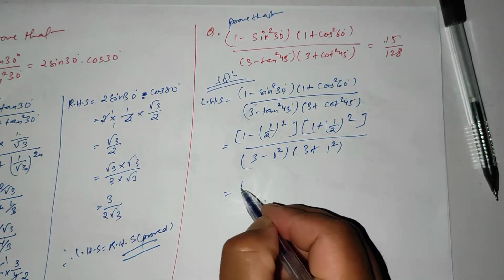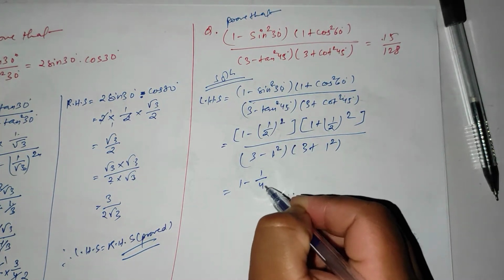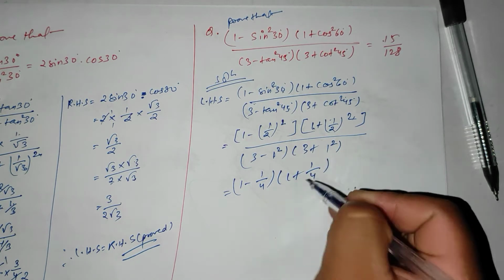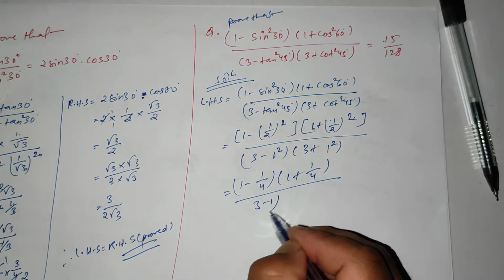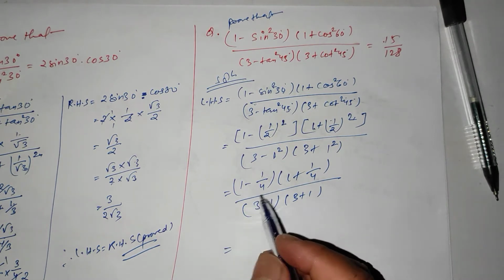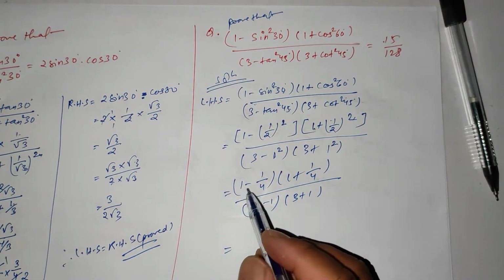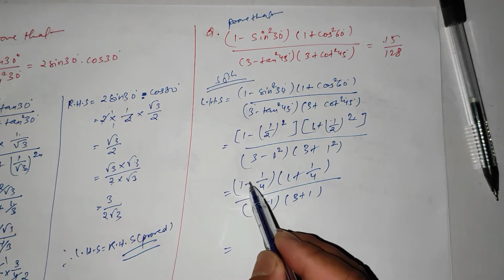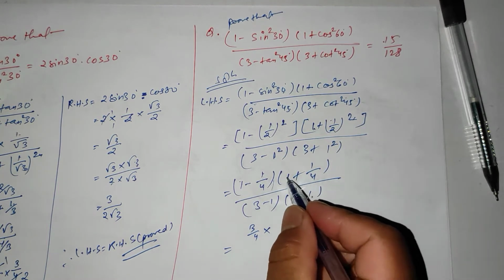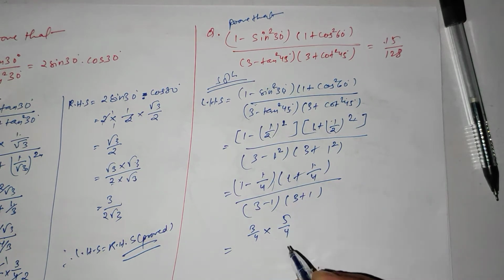1 minus 1 square is 1, 2 square is 4. 1 plus 1 square is 1, 2 square is 4. 3 minus 1, 3 plus 1. 4 ones are 4 minus 1, 3. 3 by 4. Bracket and multiply. 4 ones are 4 plus 1, 5 by 4.